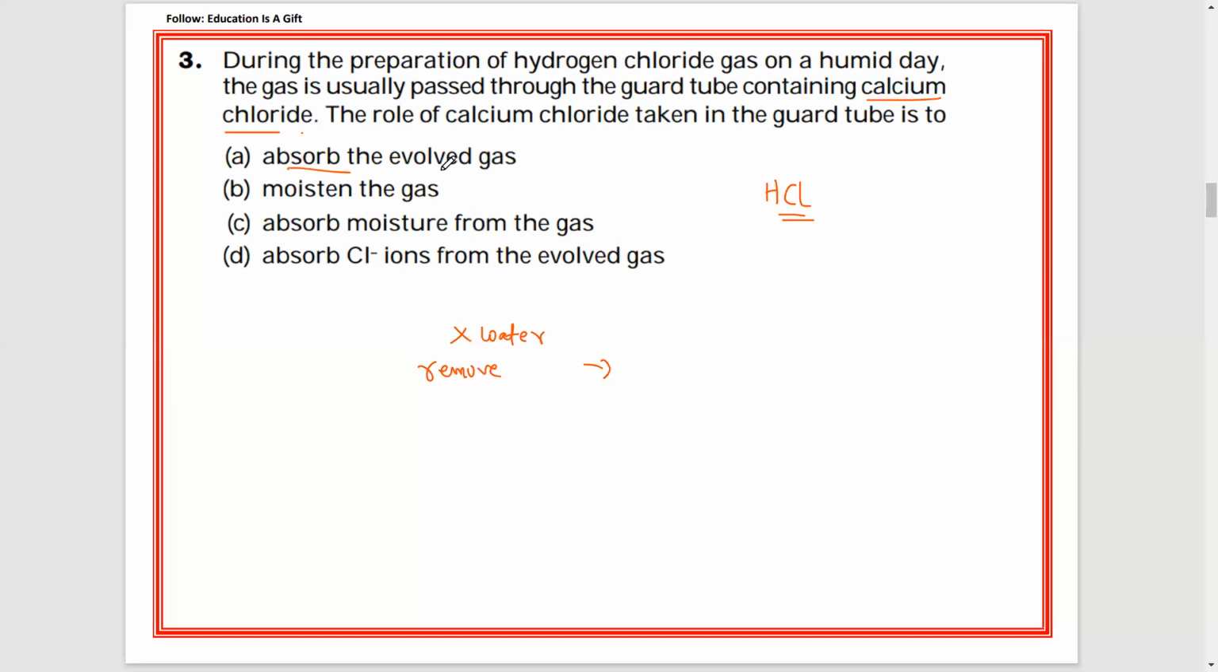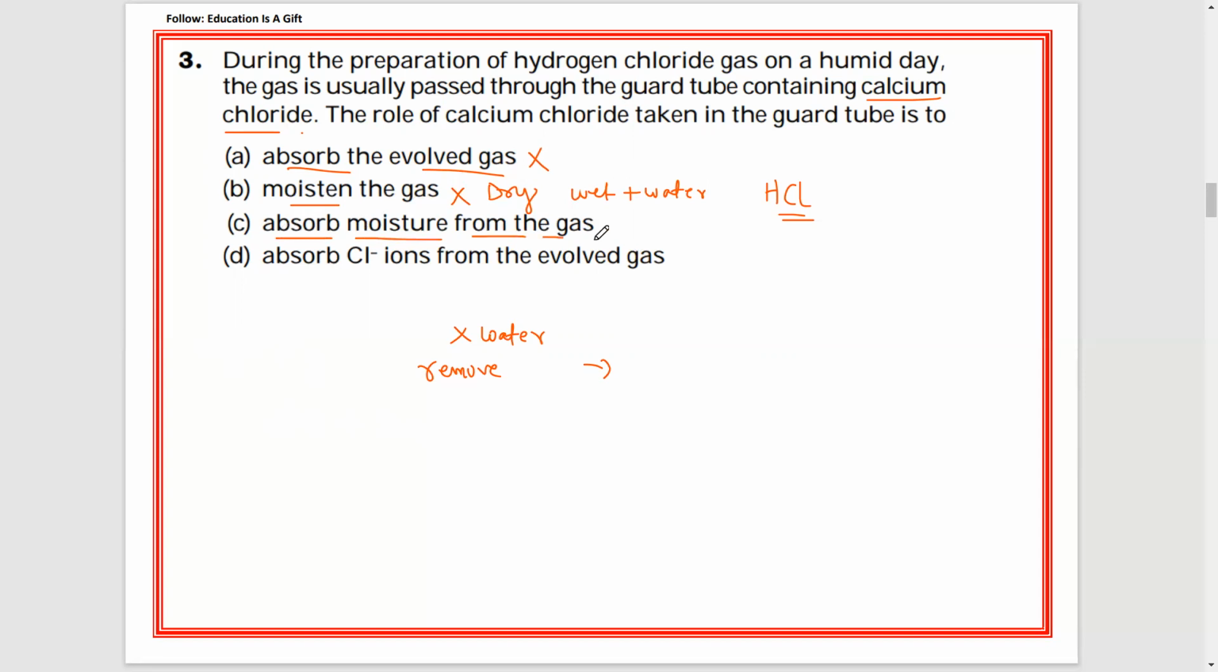Once you see absorb evolved gas, no, there is no option with water. Moisten the gas. You see what is meant by moisture? Amount of water, isn't it? So we need to get dry gas, not wet gas. Wet in the sense you need to add water, dry in the sense you need to remove water. So this is not the correct option.